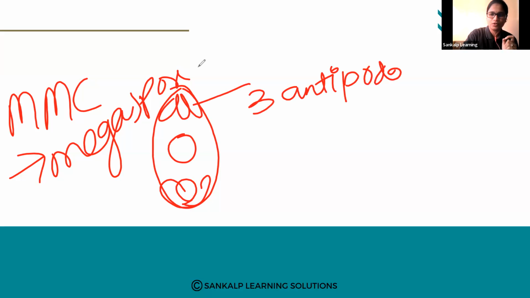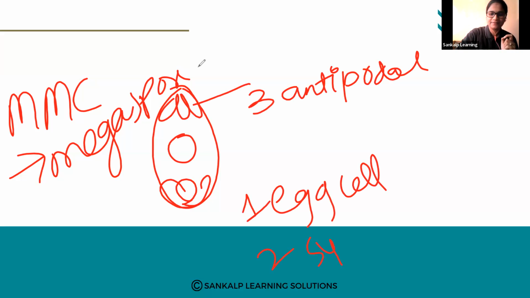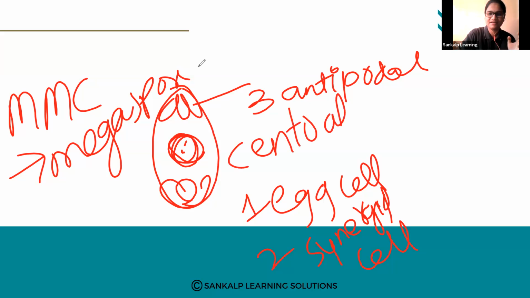So the cells: three antipodal cells, very important for CET and NEET. Okay, three antipodal cells, one egg cell, two synergid cells are there, right? Then two polar nuclei were at the center. They fused and formed the central cell.